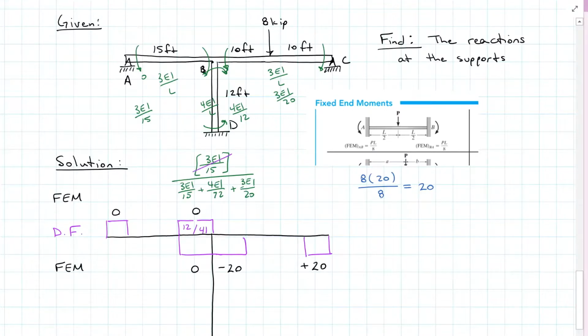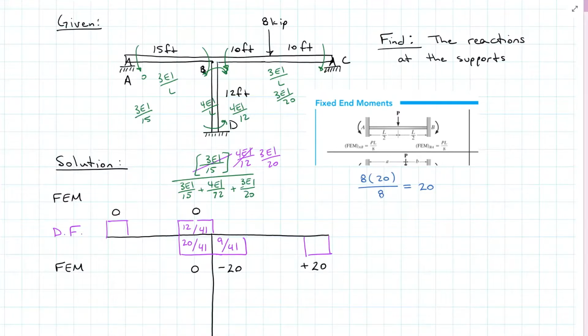And then if we replace that with 4EI over 12 in the numerator, on the BD side, that gives us 20 over 41. And then if I replace that again with 3EI over 20, that's going to give us 9 over 41. And I just left it in fractions this time because why not?